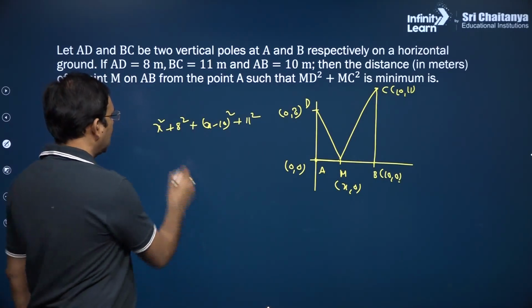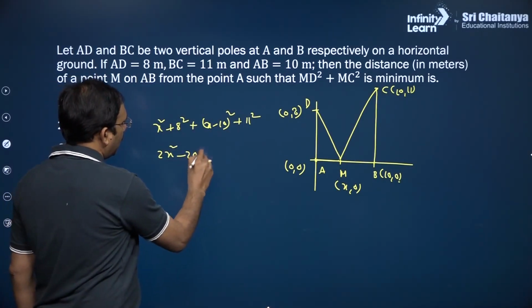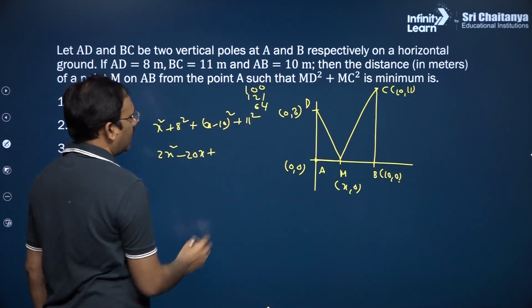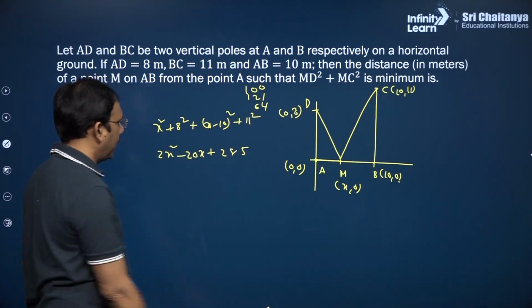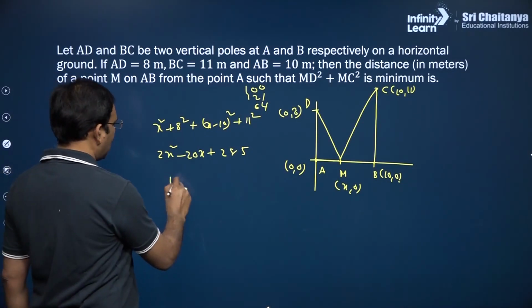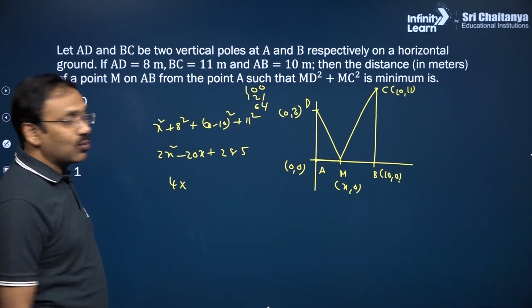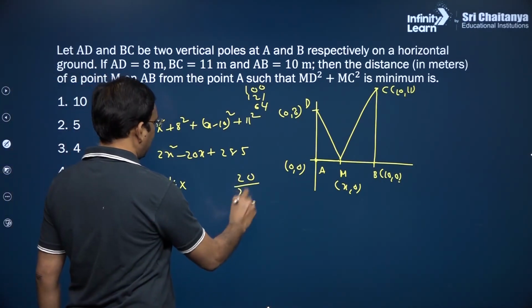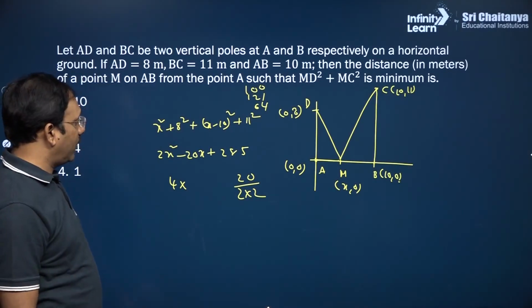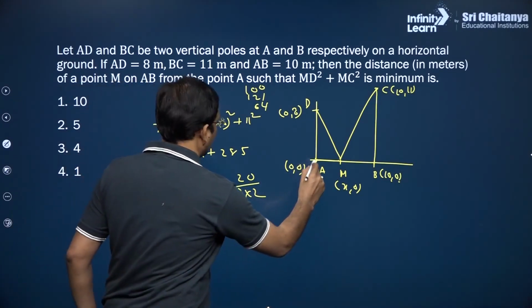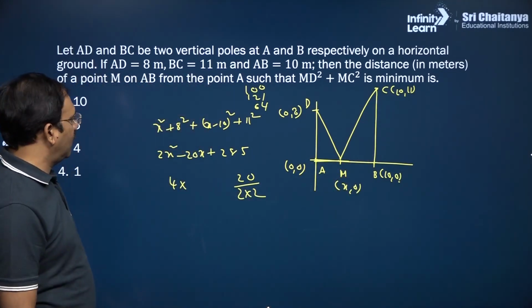This is simple, my dear friends, a quadratic expression 2x square minus 20x plus 100 plus 121 plus 64, my dear friends, this is 285. Now this is a quadratic expression, we want its minimum value, 4ac minus b square by 4a. Of course x can be 0 to 10 only, anyhow minus b by 2a is going to be 5, it will have minimum value when x is 5. Then the distance of the point M from A, that is what he is asking, my dear friends, 5, okay, right.